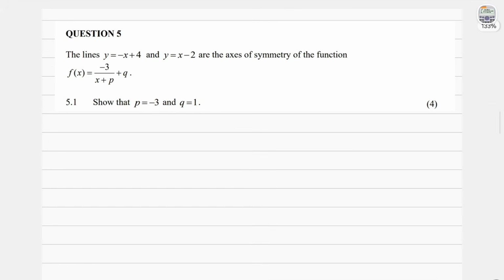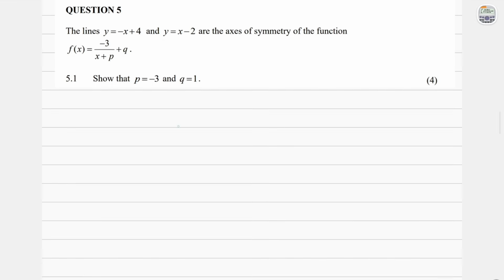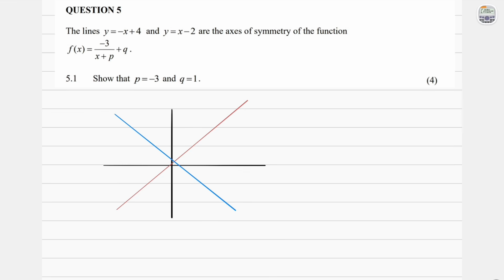Question 5 says, the lines y equals negative x plus 4 and y equals x minus 2 are the axes of symmetry of the function. Okay, so they're the axes of symmetry, the one with a positive gradient and the one with a negative gradient. If those are the axes of symmetry of our hyperbola, this is the way they look.